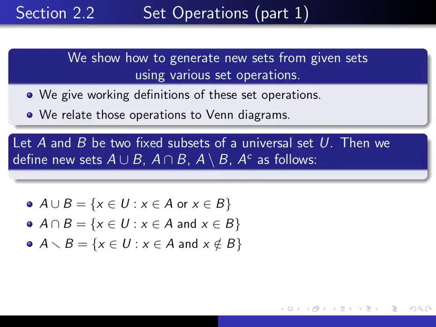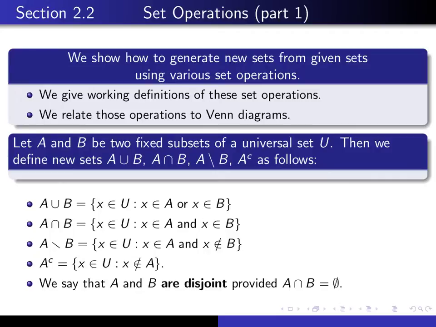This one is referred to as the set theoretic difference of A and B. It has nothing to do with arithmetic. It's defined to be the set of all x in the universe such that x is an element of A and x is not an element of B. And this one is referred to as the complement of A. It's the set of x in the universe such that x is not an element of A. And finally, we say that two sets are disjoint provided their intersection is empty.